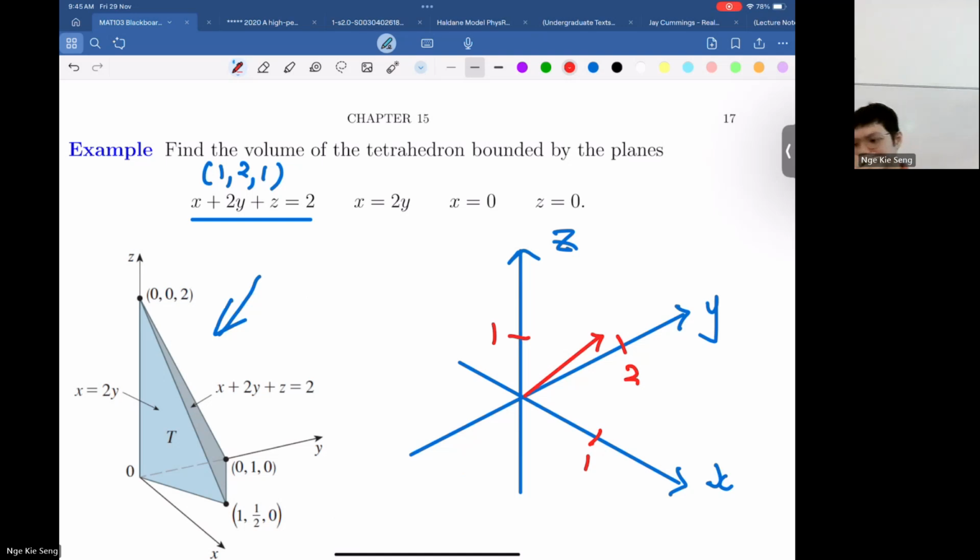Okay, so you can check, does it intersect the z-axis or not? Where does it intersect the z-axis? To intersect the z-axis means what? x and y are 0. When x and y are 0, z is 2. So (0, 0, 2) is one of the points of your plane.